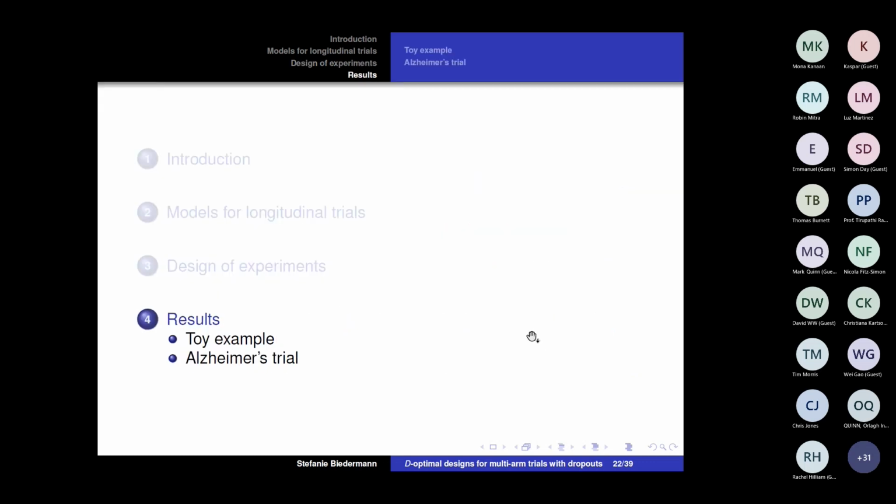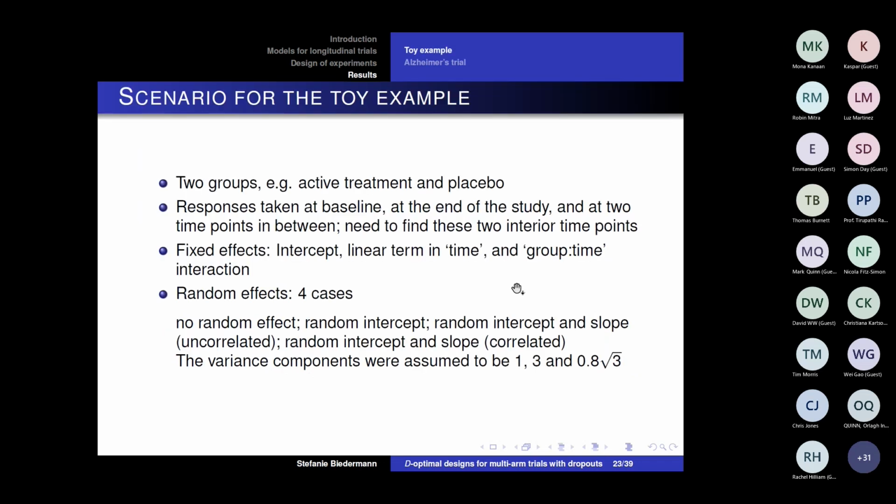Okay, so let's have a look at the results now. In the toy example, we assume there are two groups, for example, active treatment and placebo, and 4 time points in total. So 1 time point at baseline, 1 at the end, those 2 are fixed, and then we have 2 time points in between, which we want to find the optimized version of.